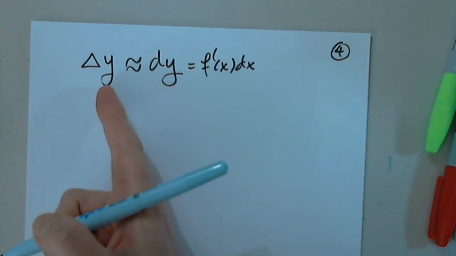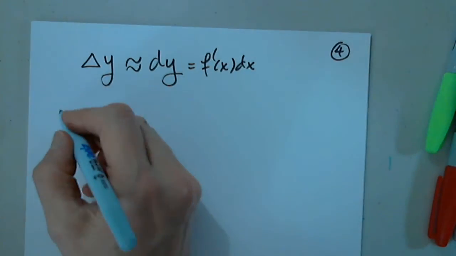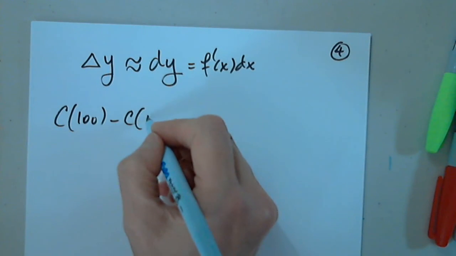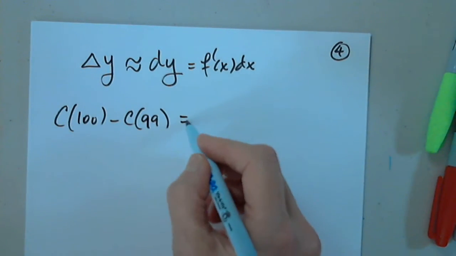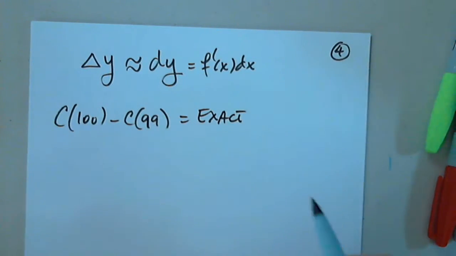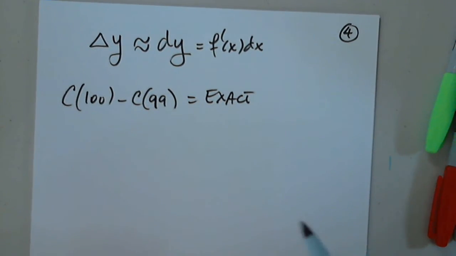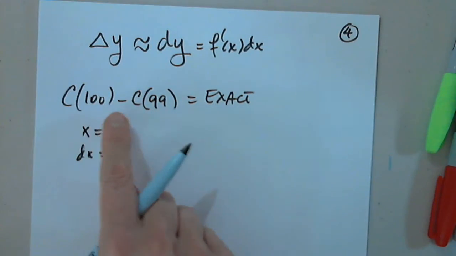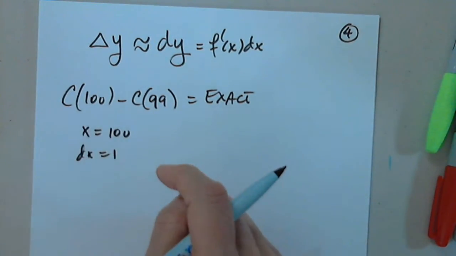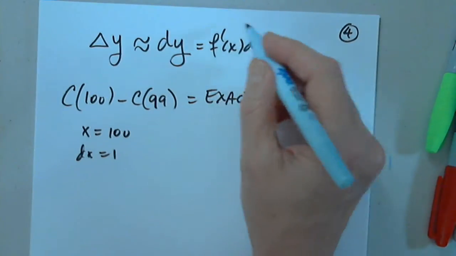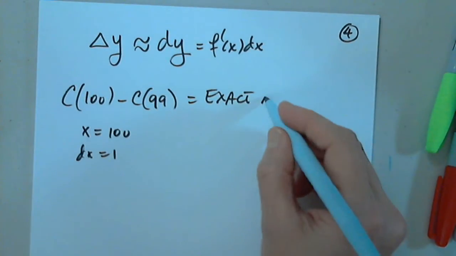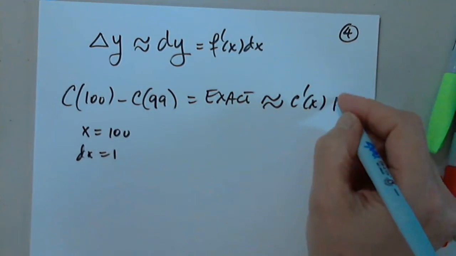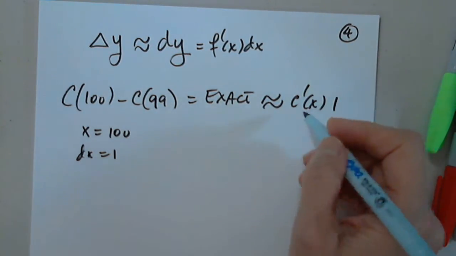So if I want to determine the exact difference, let's say for cost of 100 minus cost of, I don't know, 99, this will be the exact. Where x is 100 and dx will be 1, the difference between 100 and 99. But how do I determine this? Well, this will be approximately c prime of x times dx, which is 1. And of course, x will be 100.